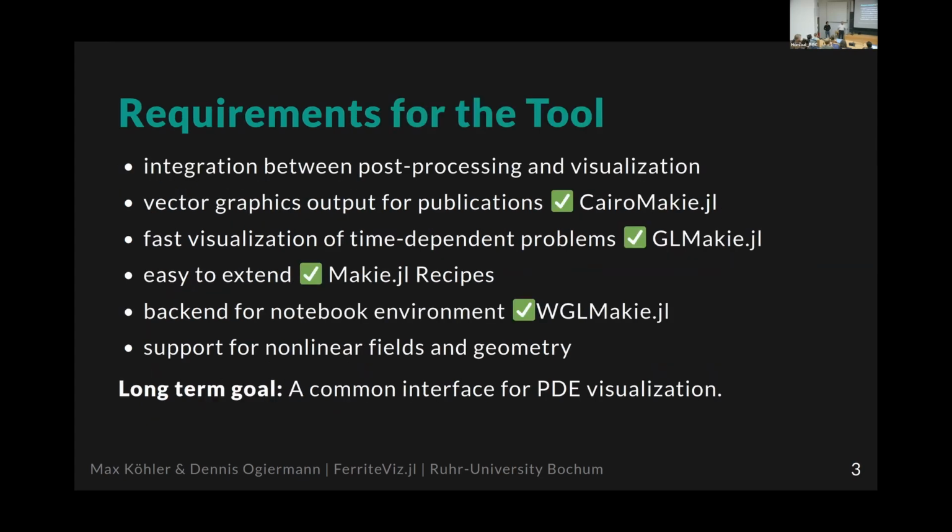Okay, so first, what we wanted to have is an integration between this process. So I want to compute in Julia something that I want to visualize. And if there is a change to this field or this variable, I want to do it in Julia and then directly display it as a visualization. This is one of the main goals for us. And of course, it's nice to have vector graphics output for publication. So fancy color maps, as some call them, are of course often part of a paper.